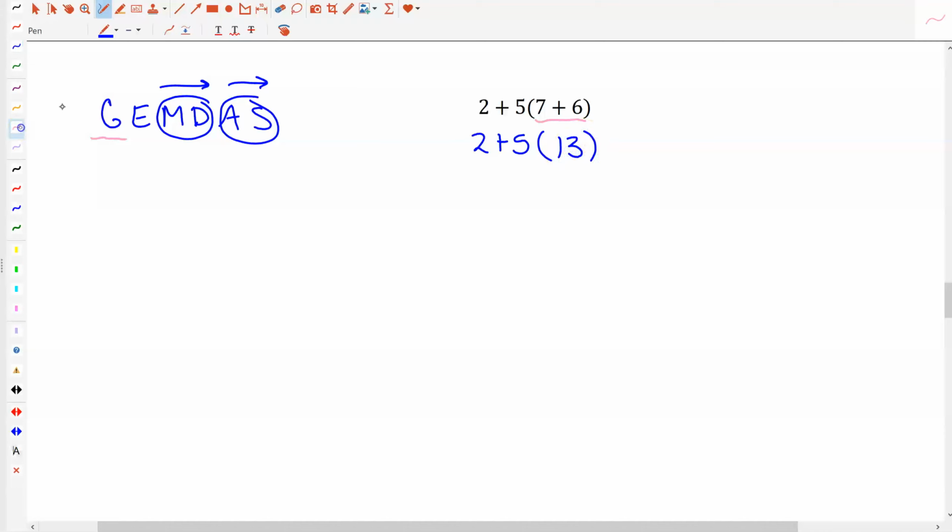At this point in time, these parentheses are no longer a grouping symbol. They're still in the problem because they're still special, but they're not a grouping symbol. And why not? Because there's no operation inside the parentheses. It's just a number, just a 13. So I don't have these parentheses acting as a grouping symbol anymore, so I have no more grouping symbols in this problem. I also don't have any exponents in this problem, so I'm done with that step.